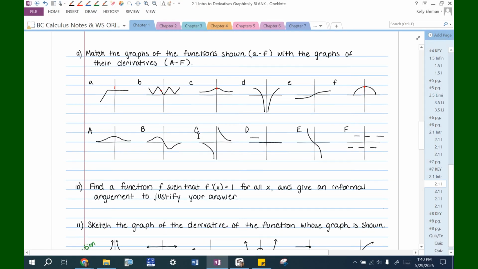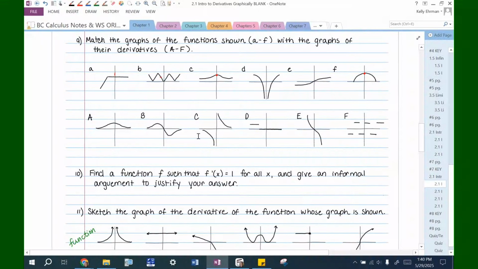All right, now this can get kind of challenging. It depends on how visual you are. So I hopefully have some tricks to help you out with this. We want to match the graphs of the functions shown in lowercase a through f. So these are the f of x graphs. We want to match them with their f prime graphs, which are capital A through F.